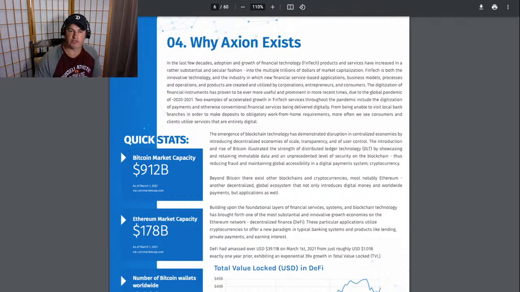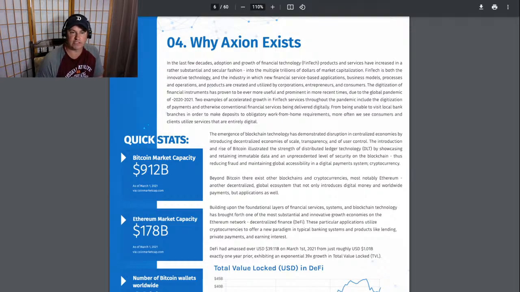The introduction and rise of Bitcoin illustrated the strength of distributed ledger technology, DLT, by showcasing and retaining immutable data and an unprecedented level of security on the blockchain. So basically it's just saying that Bitcoin is a coin on the blockchain, and it's Bitcoin's own blockchain. But there are multiple blockchains. Ethereum is one, and Axion is a token on that blockchain. So pretty neat.